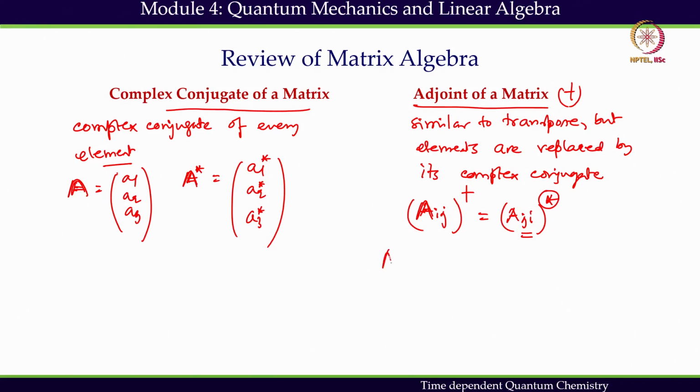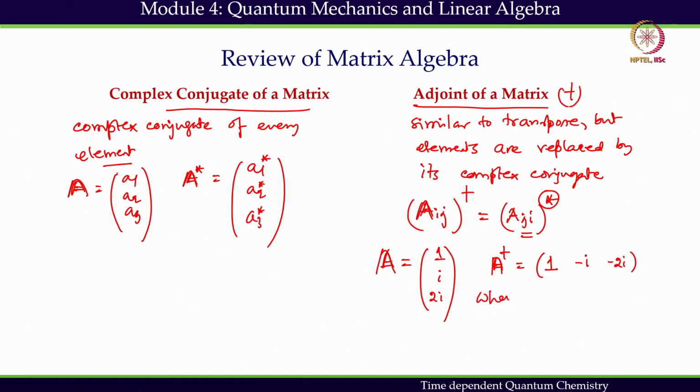So, let us say I have a matrix like this: 1, i, 2i. Then the adjoint of that matrix would be, first of all, we change the row and column and then we take the complex conjugate. 1 is real, so there is no difference. i would be minus i now and 2i would be minus 2i.